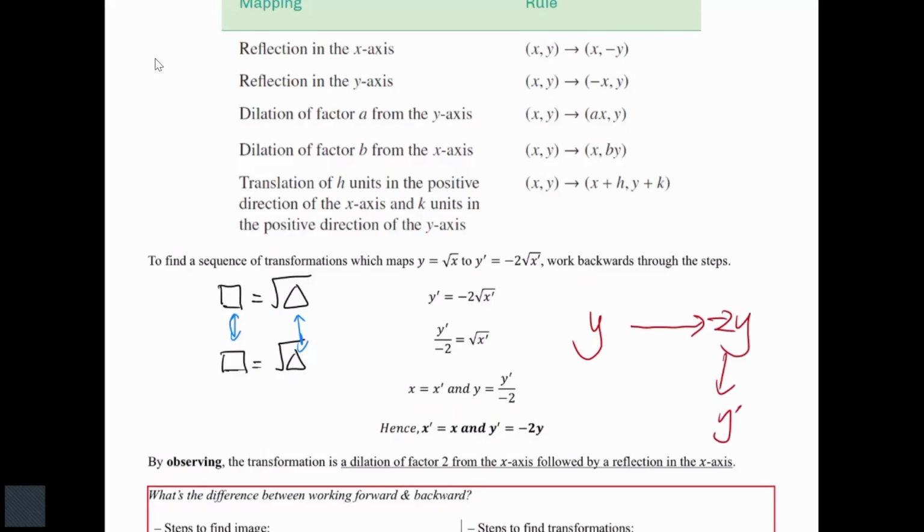So by observation, I can say I dilate by a factor of 2 from the x-axis. Remember, from the x-axis, it changes the y, followed by a reflection in the x-axis.